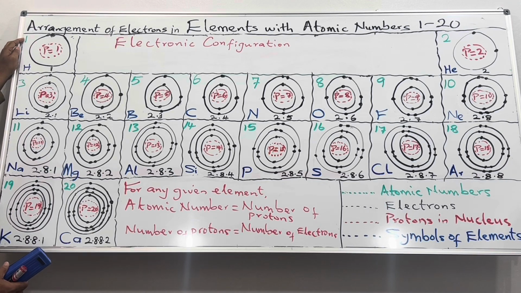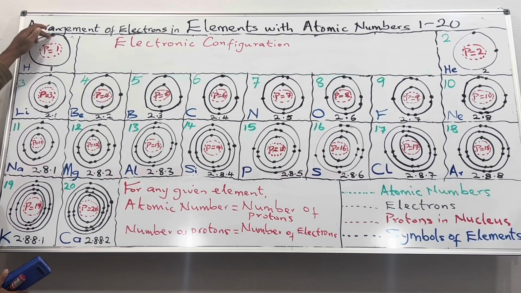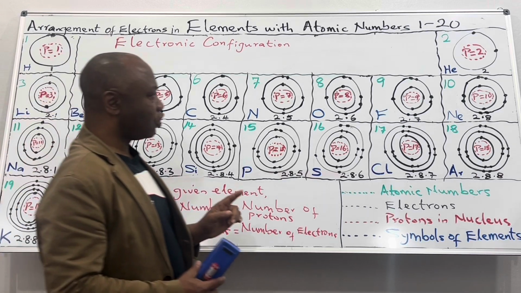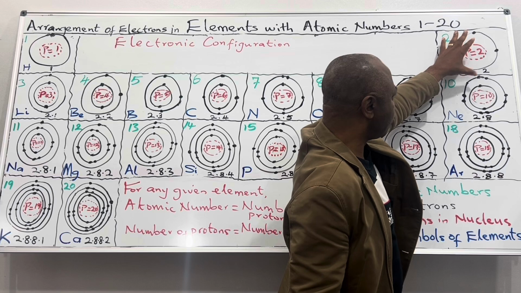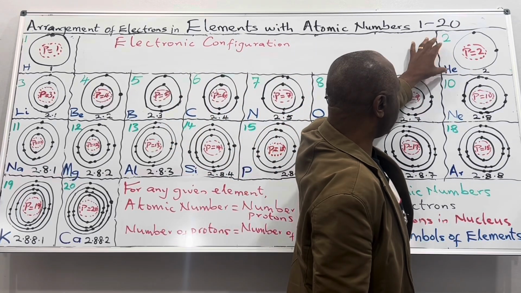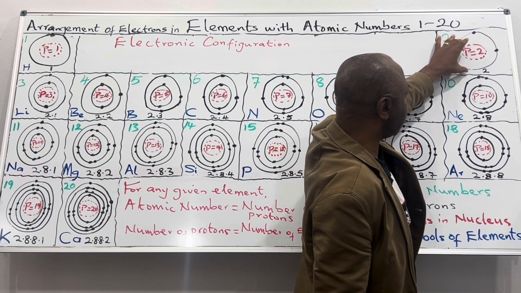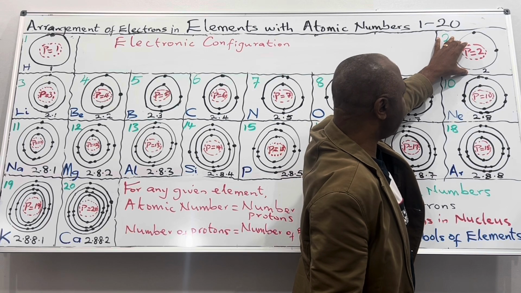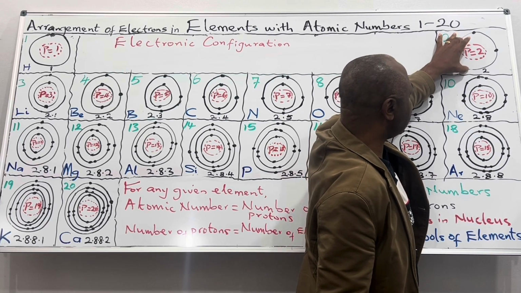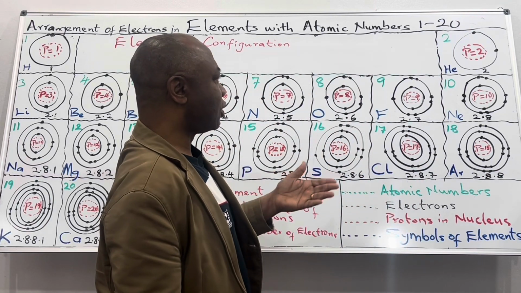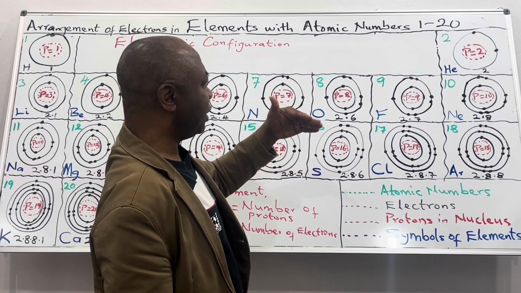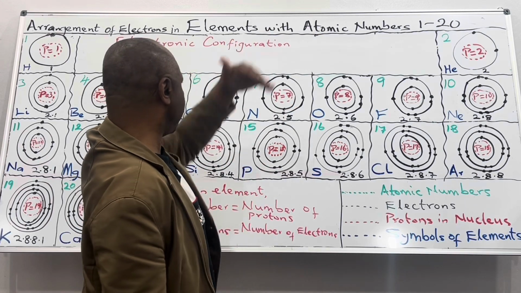If the atomic number is 1, it means hydrogen has 1 proton and 1 electron. If the atomic number is 2, it means helium has 2 protons and 2 electrons. The 2 electrons in helium are in the first shell, and with the 2 electrons, the first shell in helium is complete. Any other electron that comes up will have to be in a higher energy level or in a higher shell.